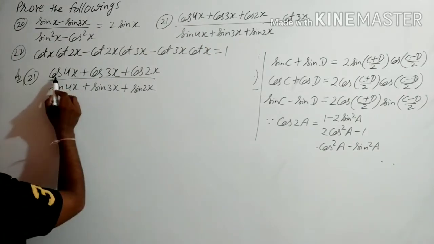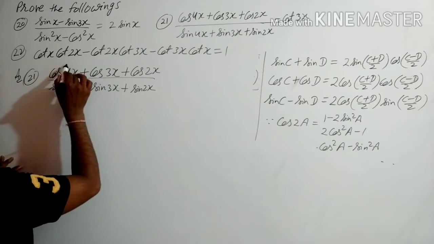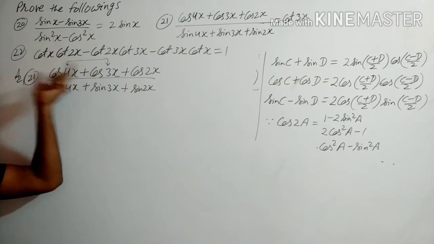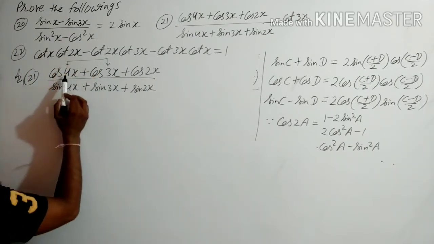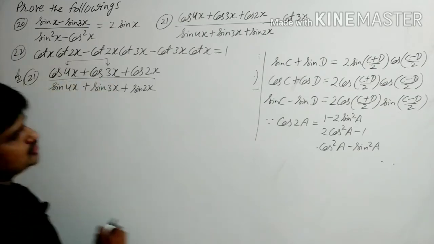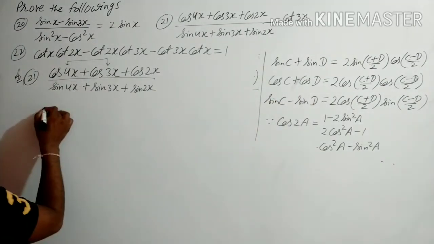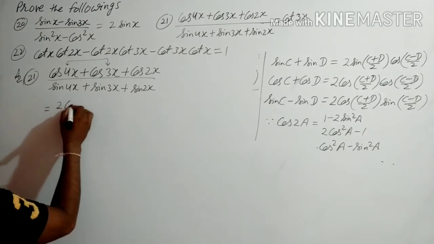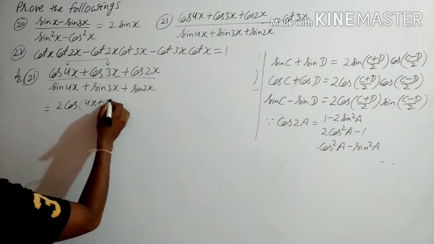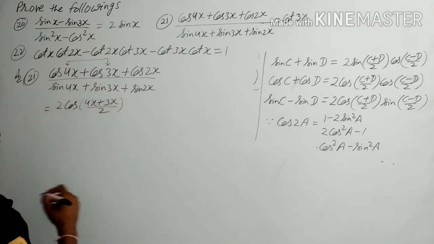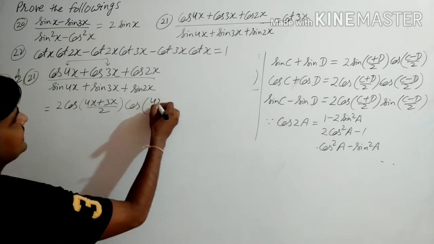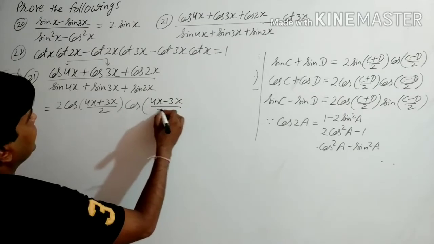Now apply the identity in the first two terms. So 4x is equal to c and 3x equals d. So cos c plus cos d equals this one. It can be written as 2 cos (c plus d) by 2, so c means 4x plus d 3x divided by 2, then cos (c minus d) by 2, so 4x minus 3x divided by 2.